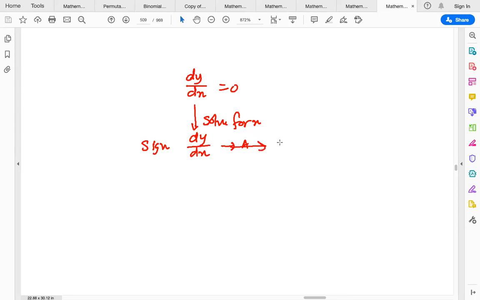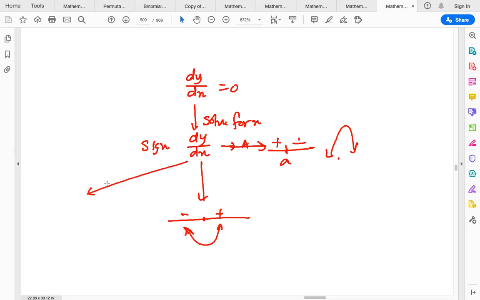If the sign diagram is positive to negative about that point, it's a maxima. If the sign diagram is negative to positive, it's a minima. And if the sign diagram doesn't change, if it is positive positive or negative negative about the point, then it is a stationary point of inflection. I'm going to cover this in the next segment, but at least this is the preliminary analysis about the points being maximum or minimum.